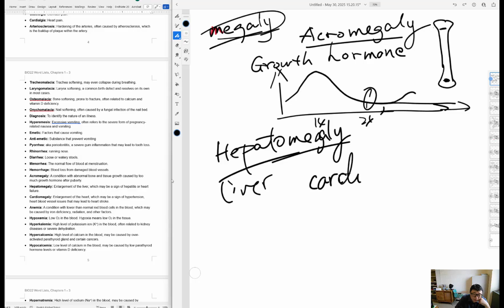The same for cardio. So cardiomegaly is the heart becoming bigger. Again, the heart becoming bigger is not harmful in itself, but it reflects something else like heart disease, hypertension, etc. And that's it.